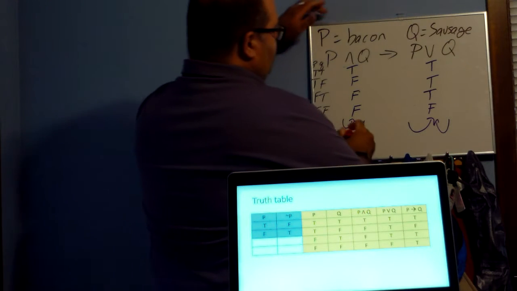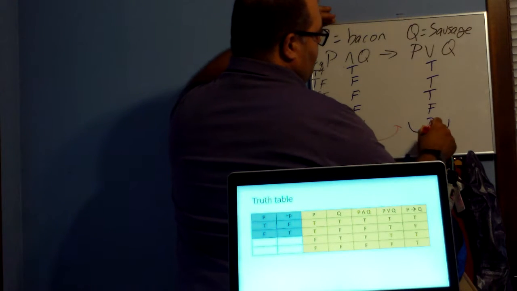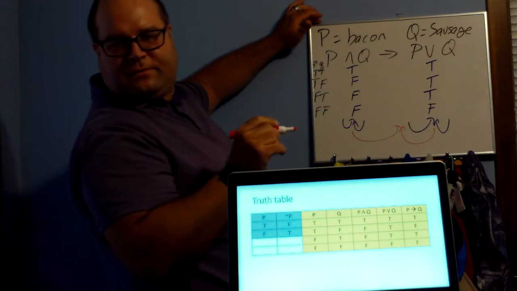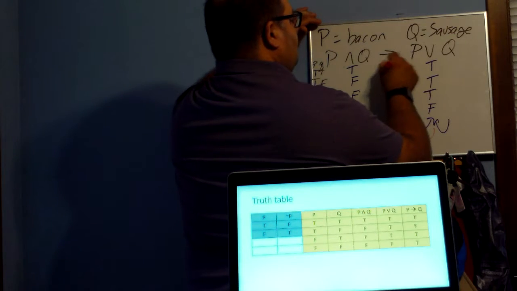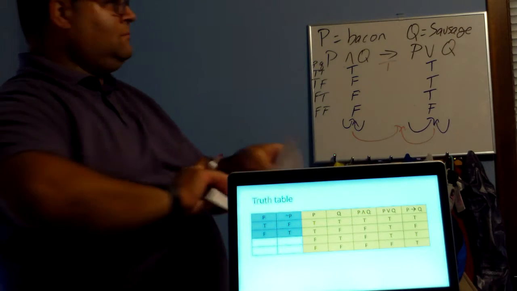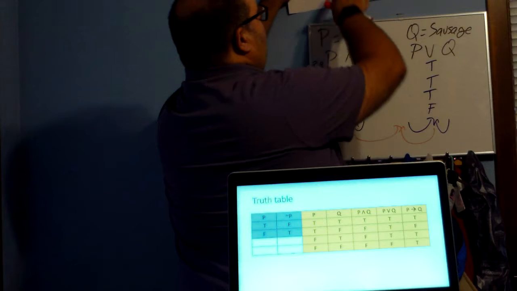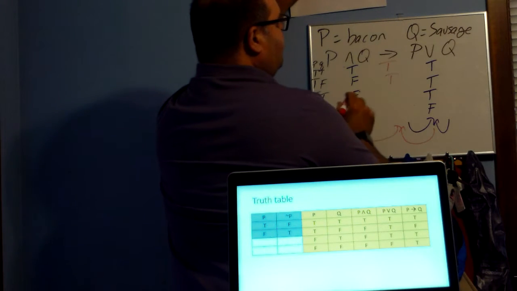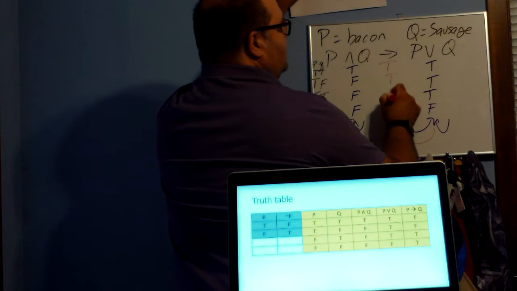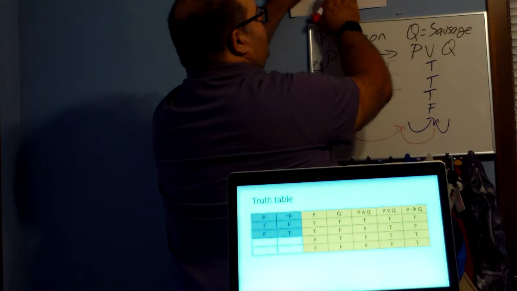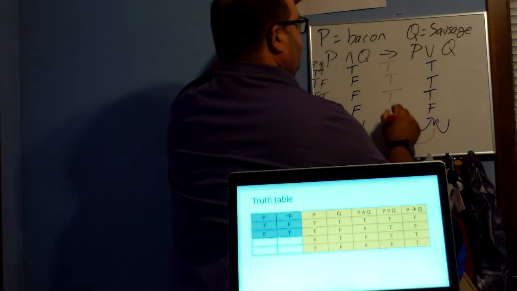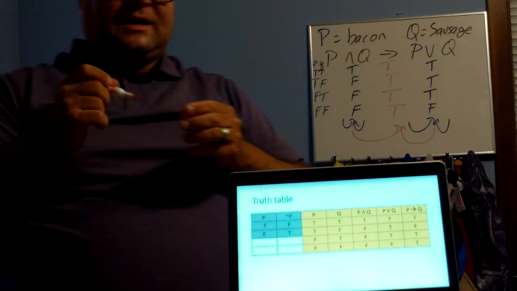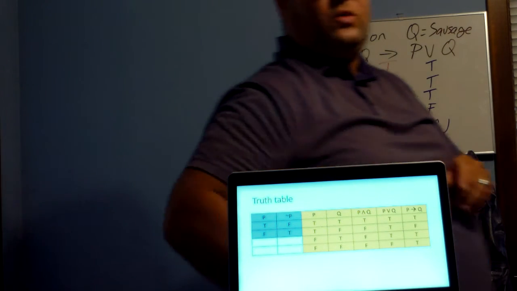So we're going to use the if then statement. If true then true is true. If false then true is true. If false then true is still true. If false then false is true. And we have what's called a tautology, a logical statement that is always true.